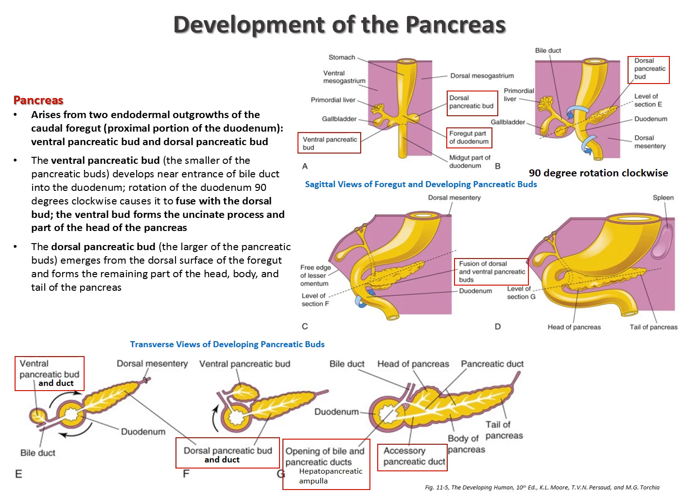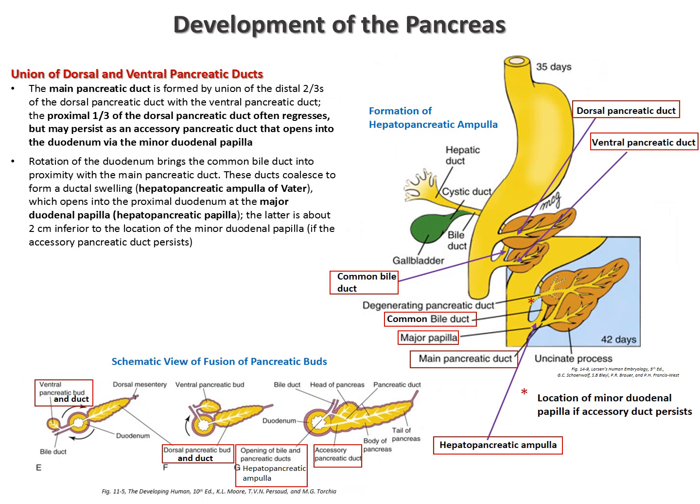The ventral pancreatic bud, the smaller of the 2 buds, develops near the entrance of the bile duct into the duodenum. Rotation of the duodenum 90 degrees clockwise causes this bud to fuse with the dorsal bud. The ventral bud forms the uncinate process and part of the head of the pancreas. The dorsal pancreatic bud, the larger of the pancreatic buds, emerges from the dorsal surface of the foregut and forms the remaining part of the head, body, and tail of the pancreas.